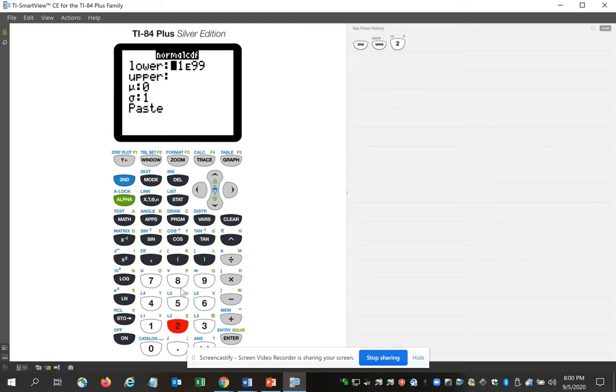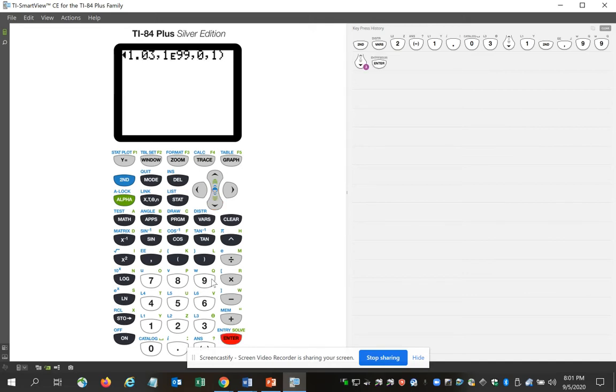Okay, so my lower, we work left to right, so we have negative 1.03. My upper is positive infinity, so we press the number 1, then we press the second button and comma, and that E pops up, and then I enter 99. What I'm really entering is 1 times 10 to the 99th power. So you're thinking it's a 1 followed by 99 zeros. That's the biggest number that we can enter into the calculator. The mean is 0, standard deviation is 1, and I'm going to paste and enter.